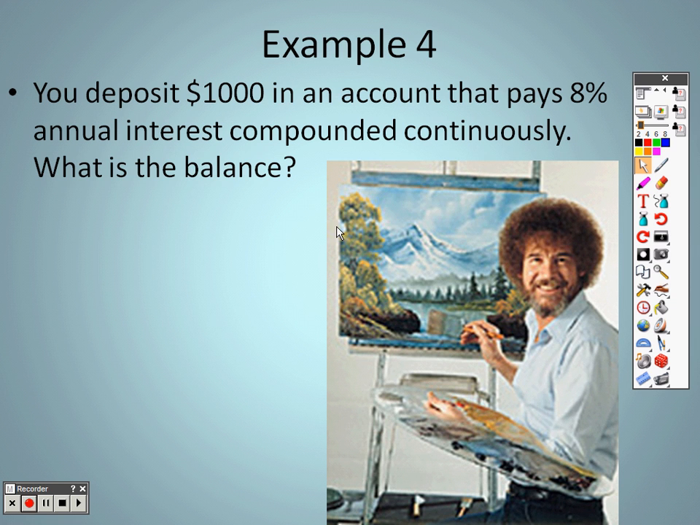So, you deposit $1,000 into an account that pays 8% annual interest compounded continuously. What's the balance? The key word here is compounded continuously. Since it says continuously, I know I'm using this formula. If it said compounded monthly, I wouldn't use this formula anymore. But if it said compounded annually, compounded monthly, compounded quarterly, that's when I know that I'm using the other compound interest formula that we talked about in 8.1. In this one, since it says continuously, I'm using PERT.